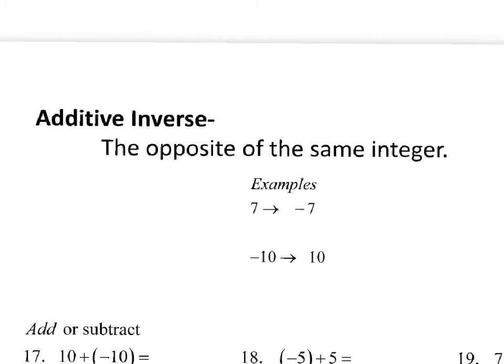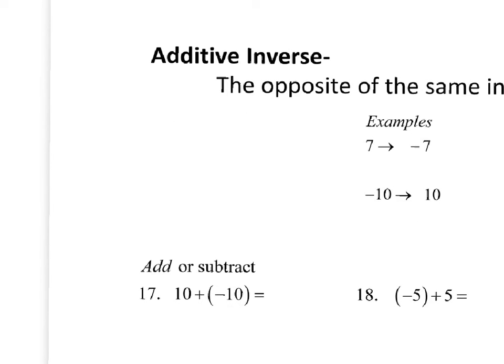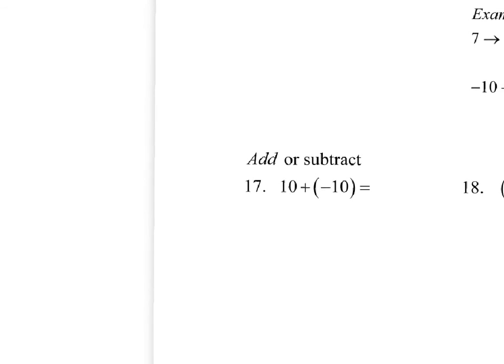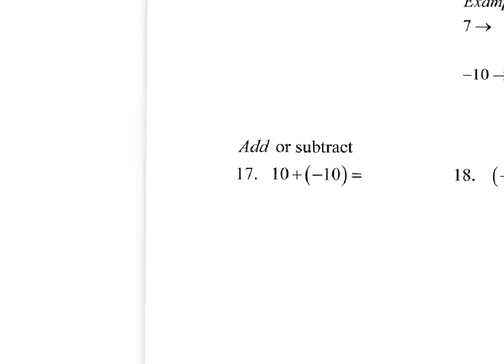One of the things that you also have to remember is the additive inverse, which is the opposite of the same number. So some examples here, I have a positive 7, so the additive inverse, the opposite, is negative 7. Negative 10, the opposite, or additive inverse, is positive 10. So when you add or subtract the additive inverse, just like this one here, number 17, 10 plus negative 10, they cancel each other. So the answer will be 0. And every time you have the additive inverse, the numbers will cancel. They will equal 0.